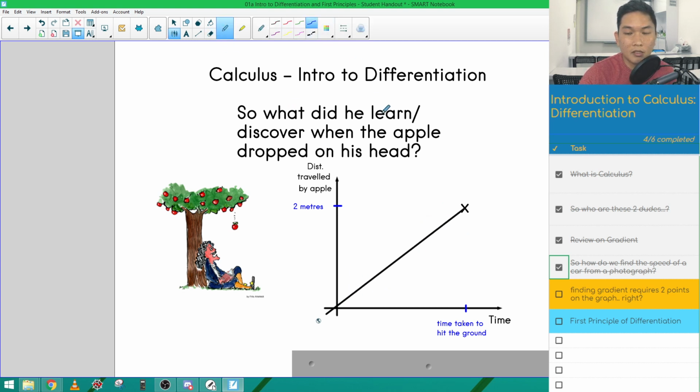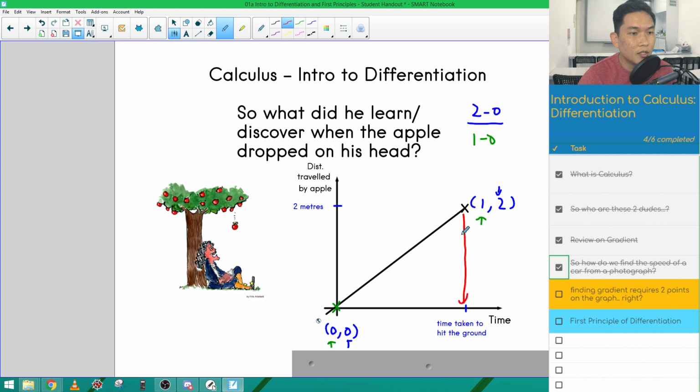If you remember, the apple starts from the tree. So right over here, sorry, let me use blue. At 0 seconds it is 0 meters from the tree, and at the very end, after 1 second, it is 2 meters from the tree. So we can work out the speed of the apple. That is y2 minus y1 over x2 minus x1, or as I like to think about it, rise over run.